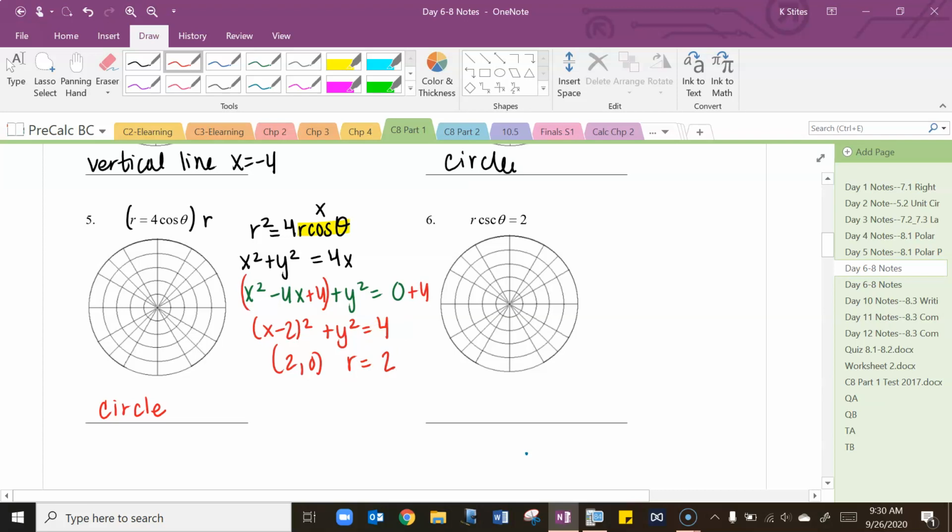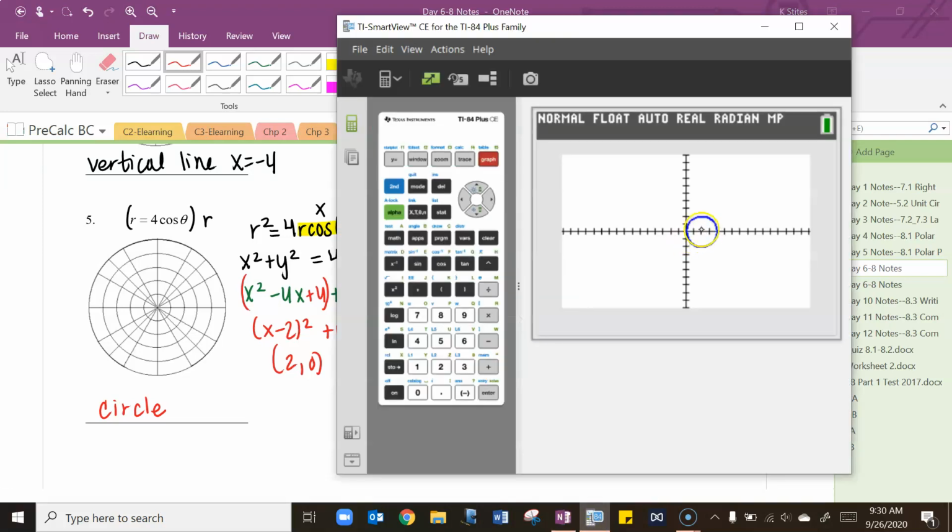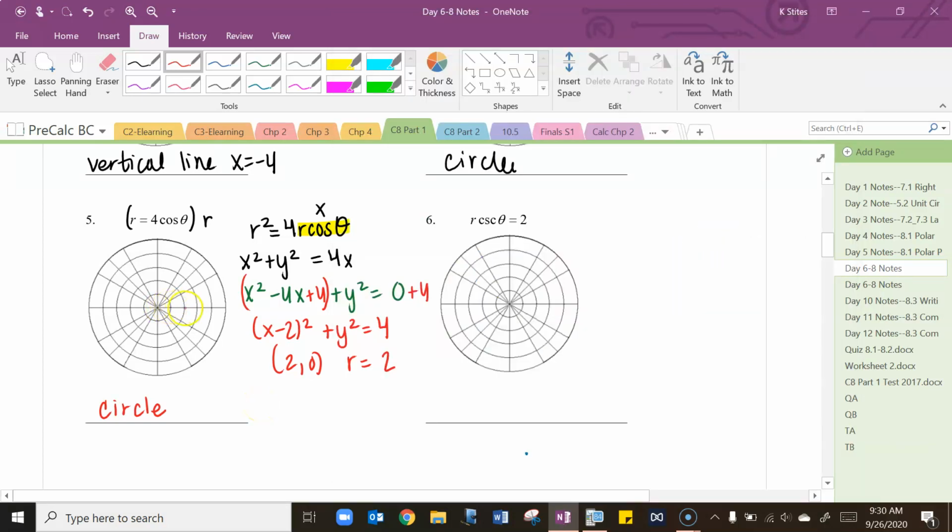Okay, which we can see based on our picture. It looks like the center is about at (2, 0), with a radius of 2 because the diameter is 4. So the way we would graph this is we'd come over to (2, 0), and then the radius is 2.